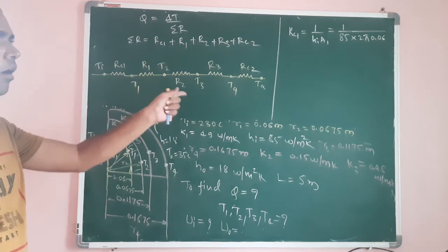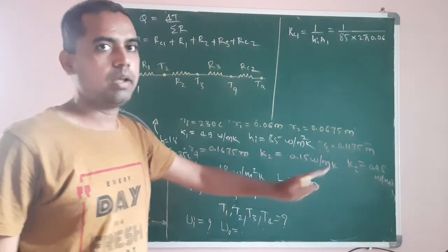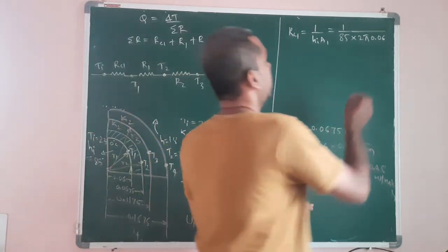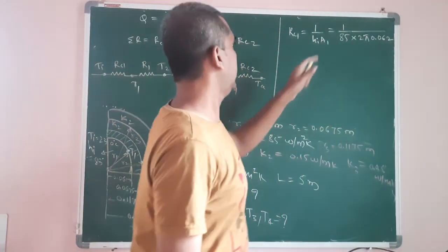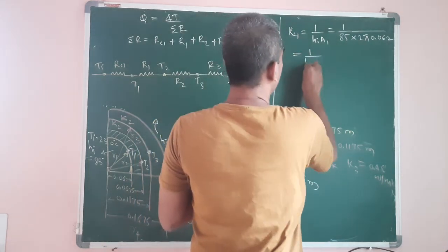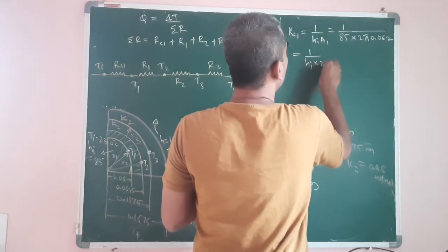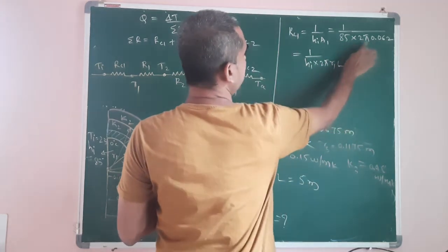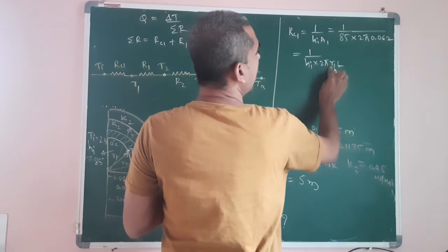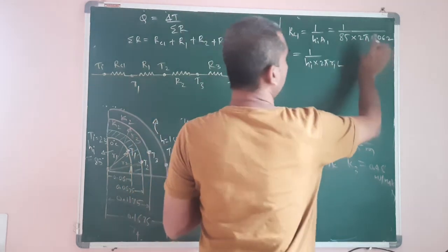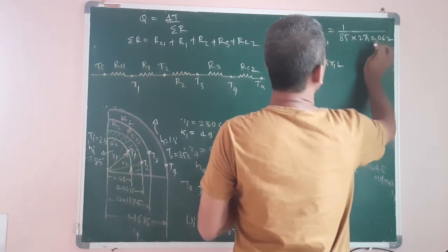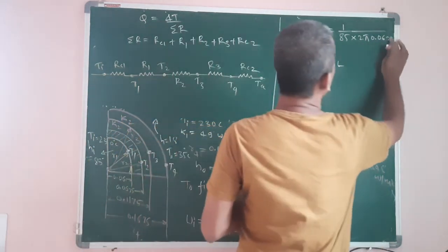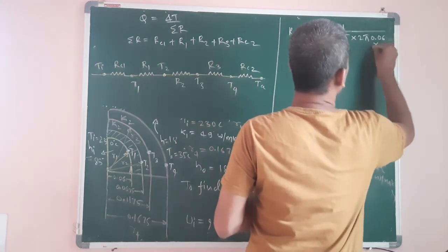I think I had missed that also. Length of the pipe is 5 meter. Therefore, I will write here: 1 divided by Hi into 2 pi R1 into L. The same thing I have written here. Hi is 85, R1 is 0.06, and L is equal to 5.